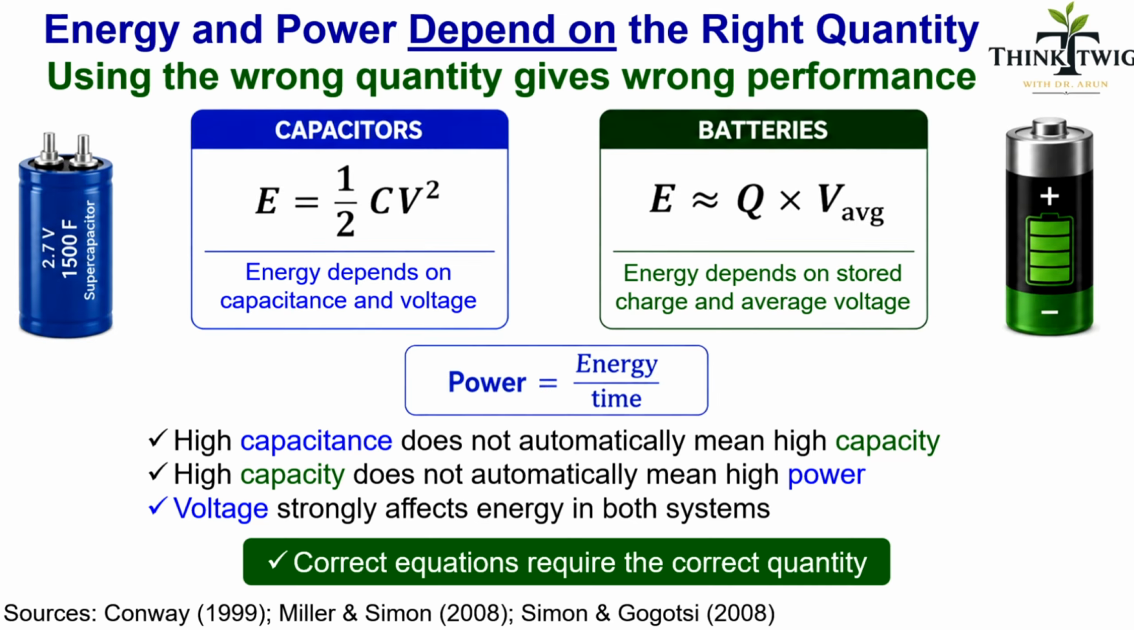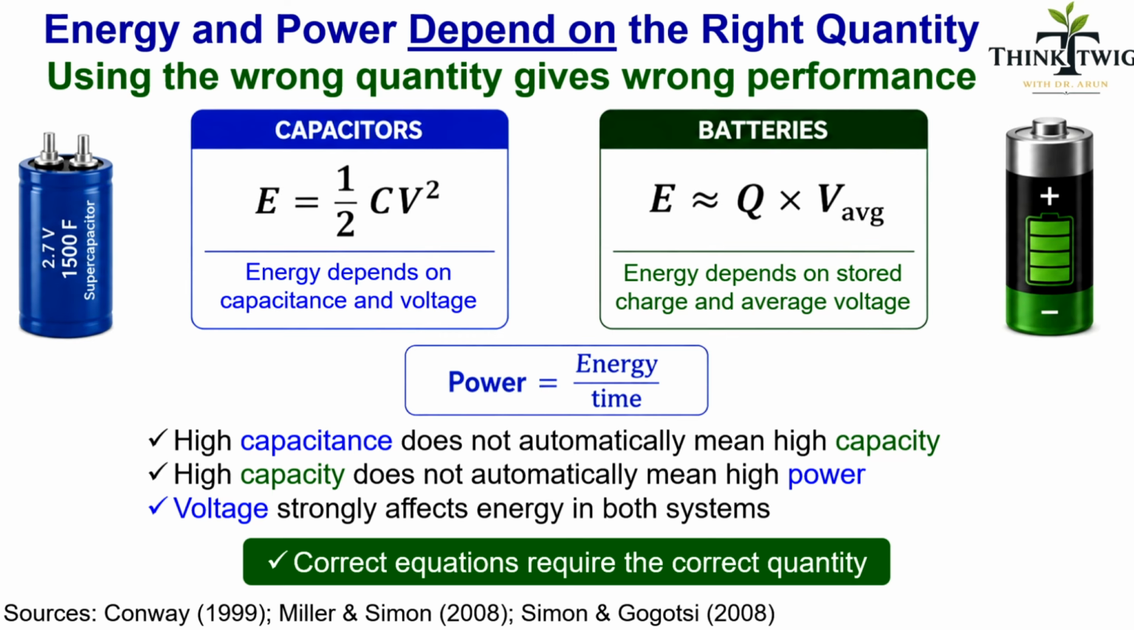Now we can connect everything with energy and power. For a capacitor, the energy relation is E equals half C V squared. So capacitor energy depends on the capacitance and voltage. But look carefully at the voltage. Voltage is squared. This makes voltage very important. This means that a high capacitance alone does not tell us the full energy. The operating voltage also has to be considered. This is especially important in supercapacitors. If the stable voltage range can be increased safely, the energy can rise strongly because of the V squared term.